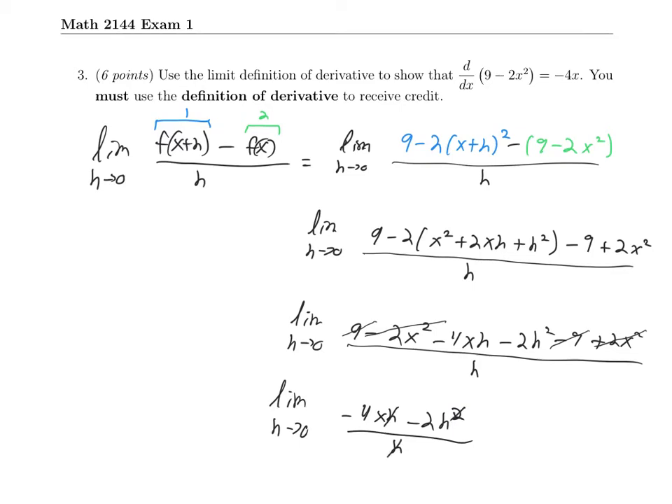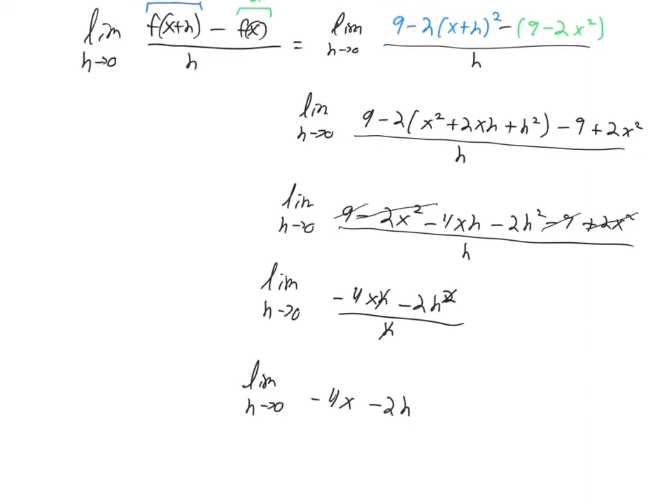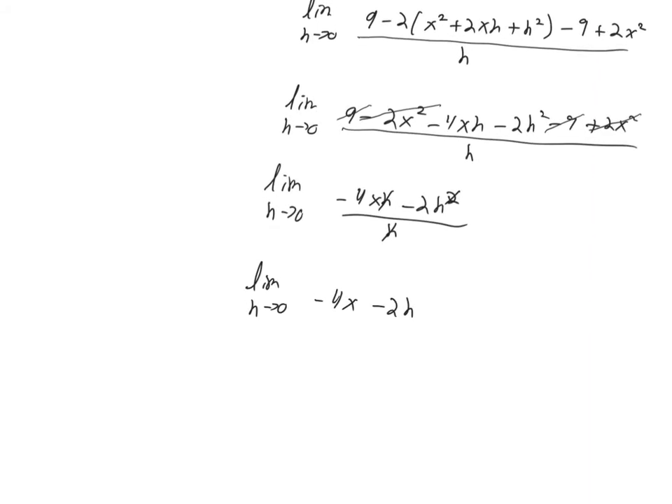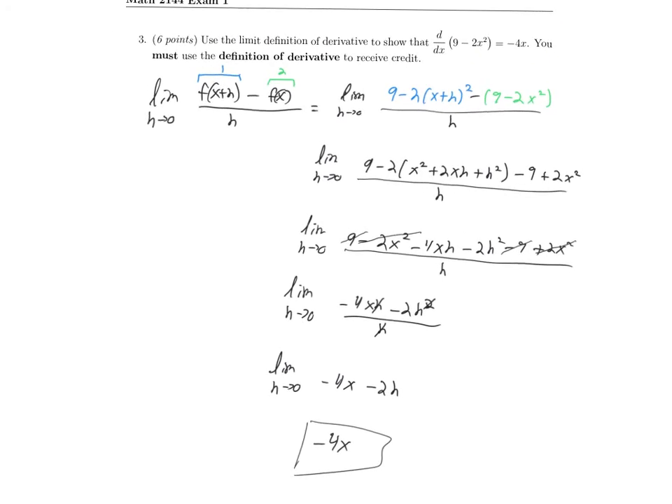What we're left with after that is the limit as h approaches 0 of negative 4x minus 2h. When I take the limit of that, the first term doesn't change at all because there are no h's in it, and the second term goes away when I plug in 0. So all that's left is negative 4x, which is our answer. We can see that it matches our problem statement, where we proved that the derivative of 9 minus 2x squared is equal to negative 4x.